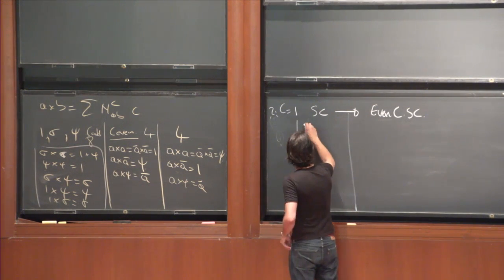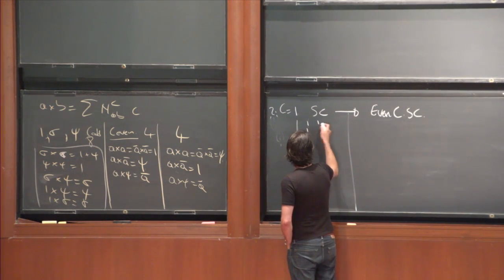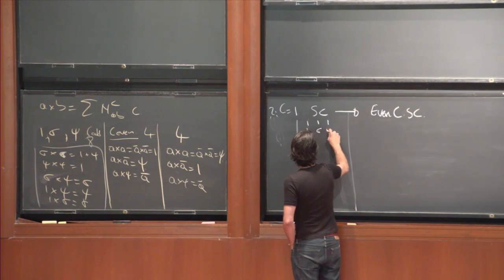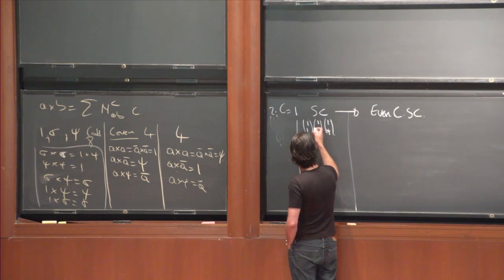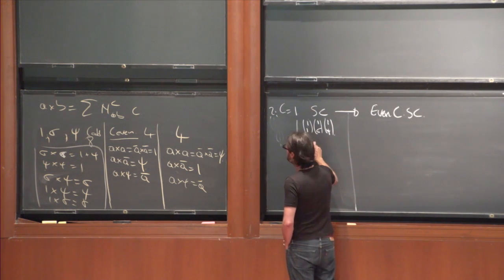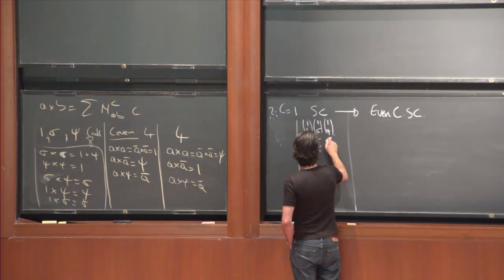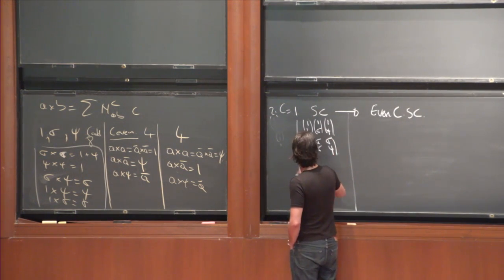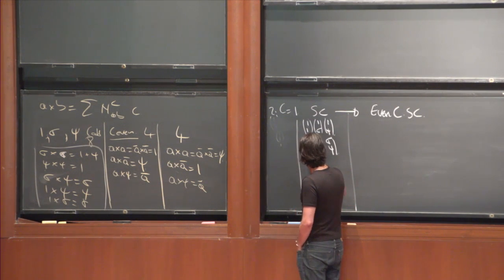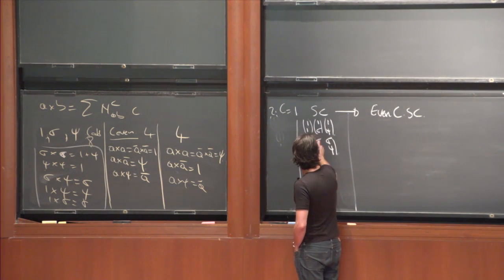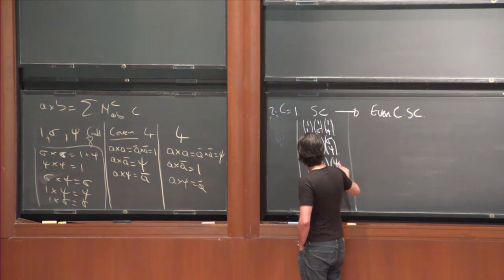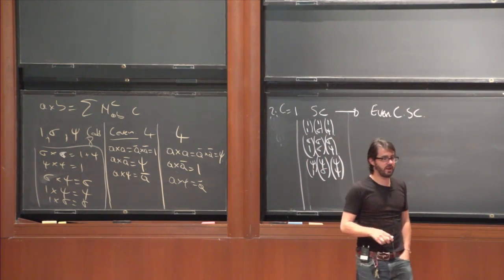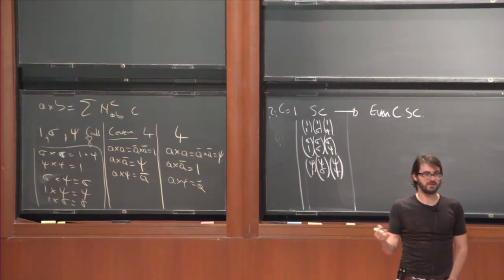Okay, so I have 1 1, 1 sigma, 1 psi. Then I have sigma 1, sigma sigma, sigma psi. And then in that basis, psi 1, psi sigma, psi psi. All right, so first of all, I would have 9 particles if I just thought of them as being 2 layers, 2 decoupled layers.